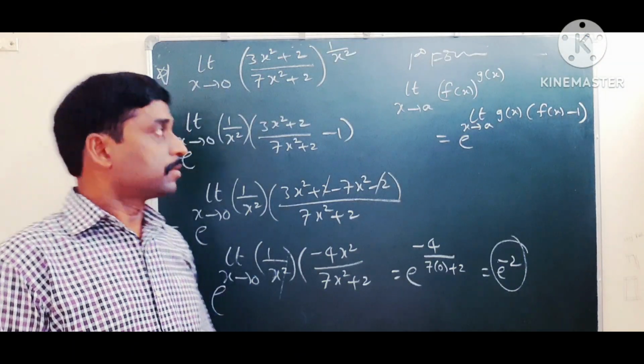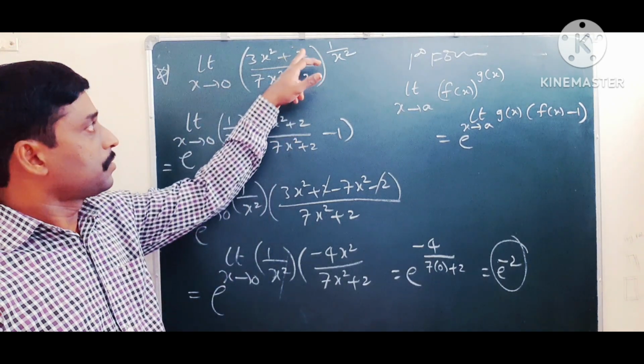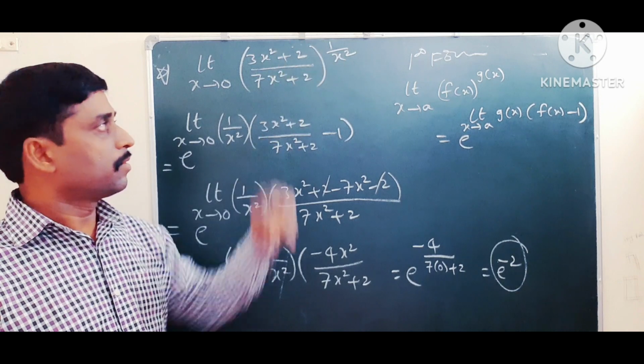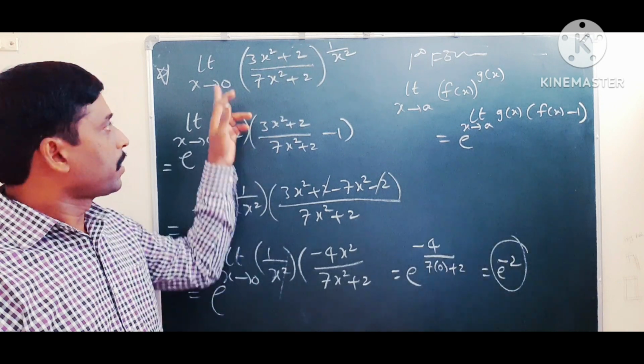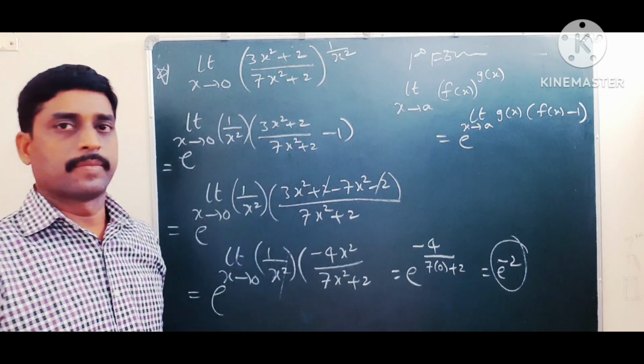Okay, moving to the next question. What is the statement here? Limit x tends to 0, (3x square plus 2 by 7x square plus 2) whole to the power 1 by x square. Now put x as 0; what do we get here? This is the 1 to the power infinity form.